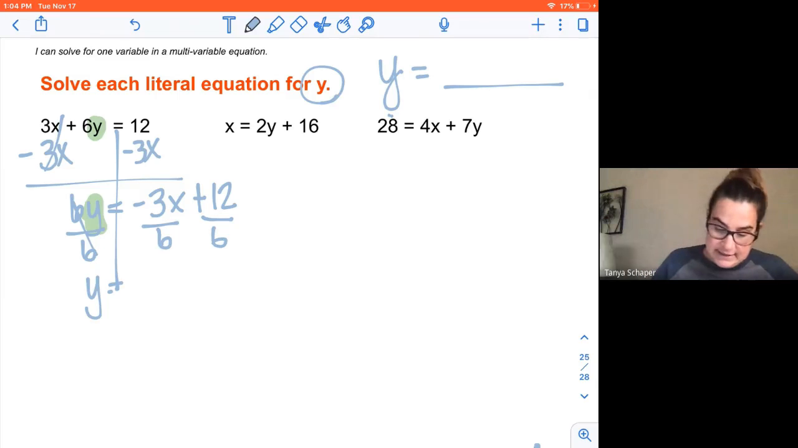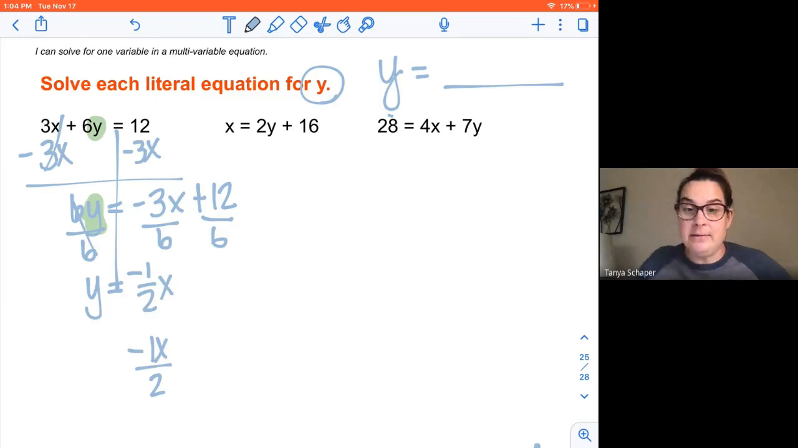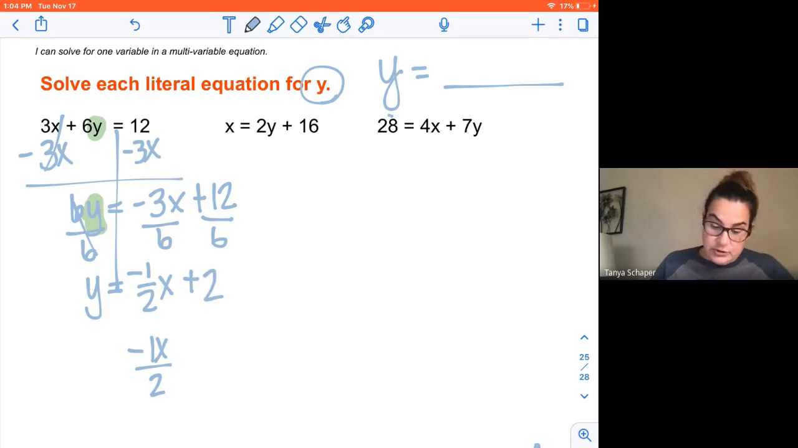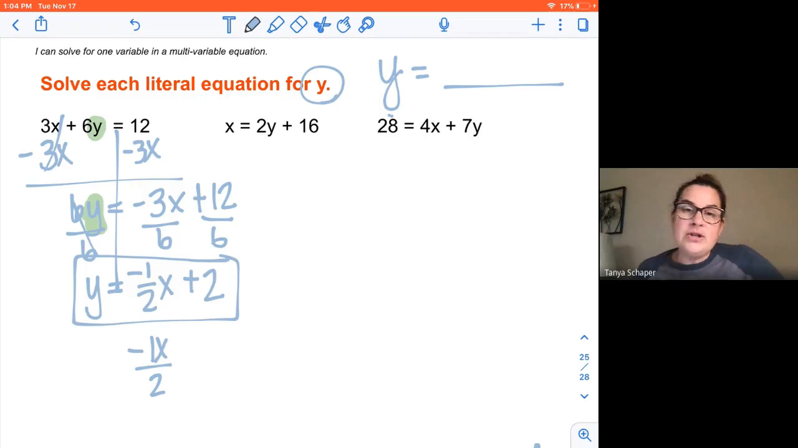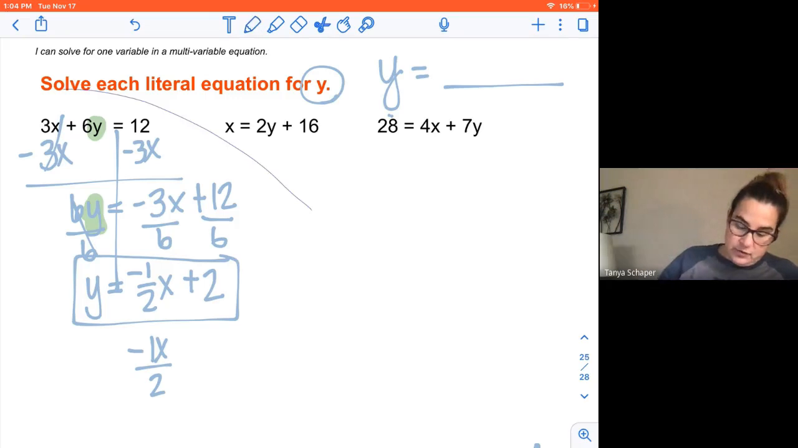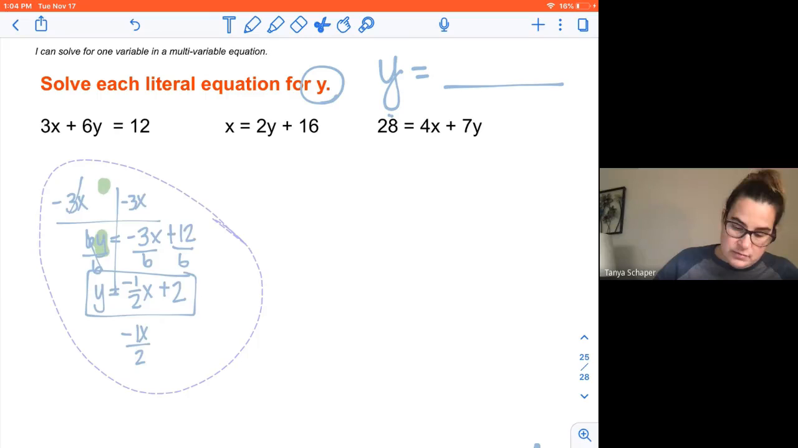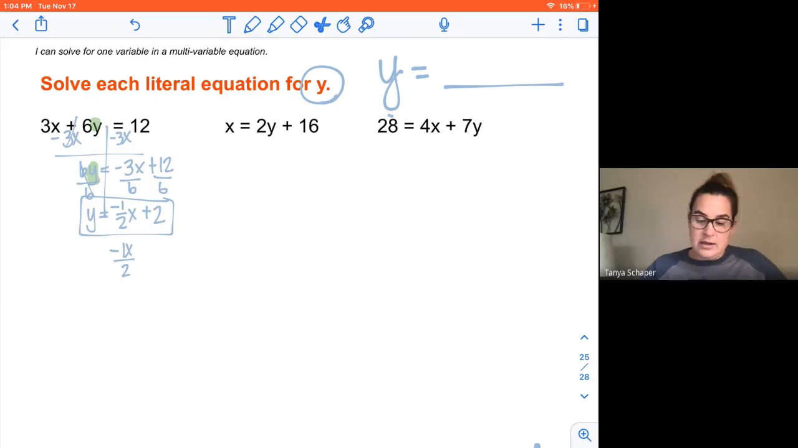So y is equal to, and I'm going to simplify each of these fractions, negative 3/6 is negative 1/2 x. I could have written it as negative 1x over 2, which means the same thing. And then 12 divided by 6 is 2. This is rewriting that literal equation for y. I want to get it to y equals. We're going to keep practicing this for a little bit. Okay, let's try another one.